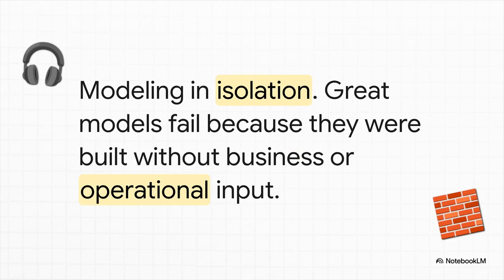And that brings us right to reason number 3, modeling in a vacuum. This is the people problem. That happens all the time. A data scientist goes off into a corner, builds what they think is a perfect model, and then they unveil it, only to find out that nobody on the front lines can actually use it. Why? Because they never talked to them in the first place.